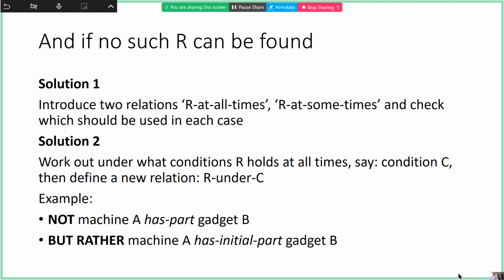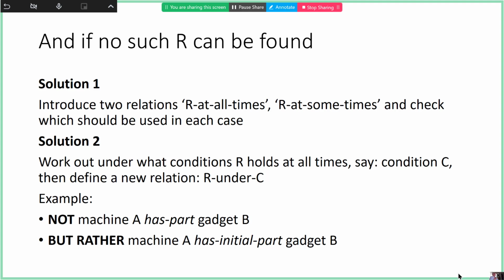Barry, so R at all times, I think it's clear. So it's all is defined. It's all times. Yeah. But the sum in R at sometimes, sum can be defined. So this sum means just times at least one. At least one. Okay.